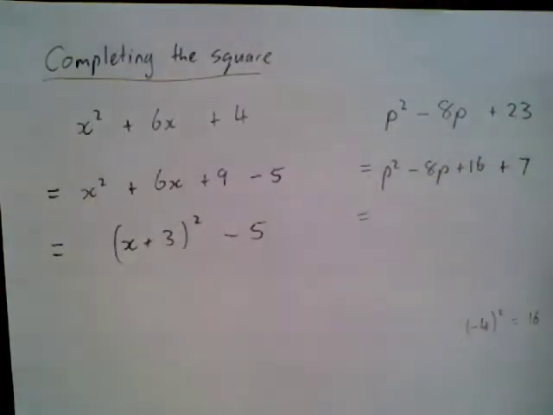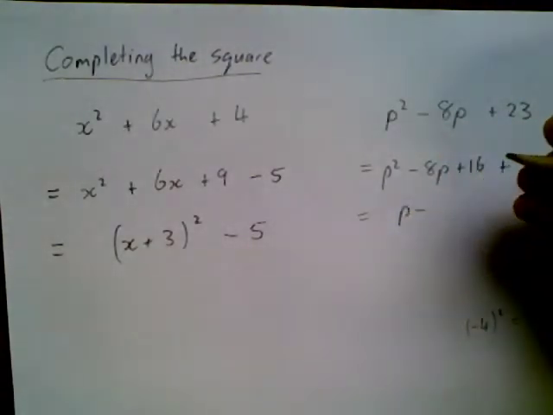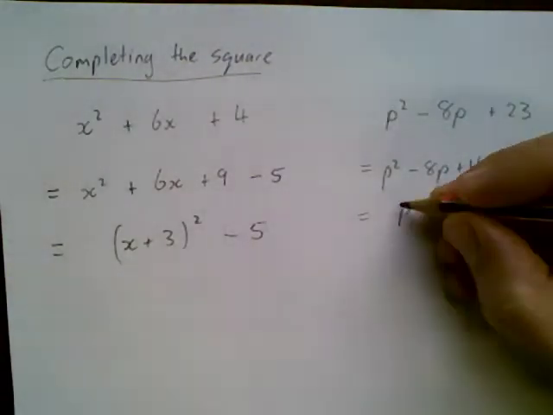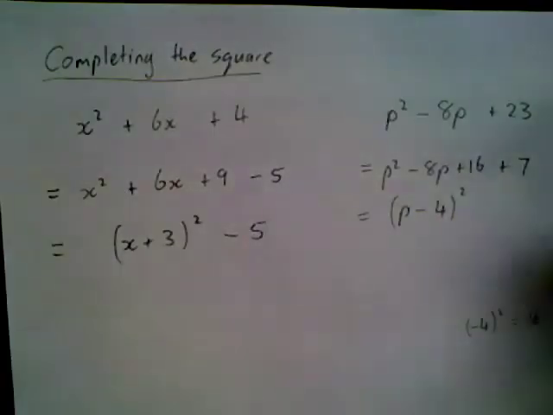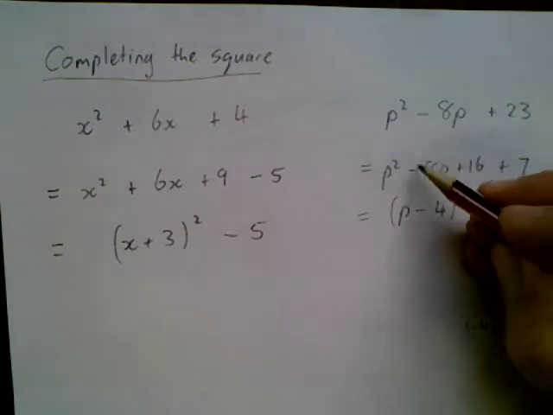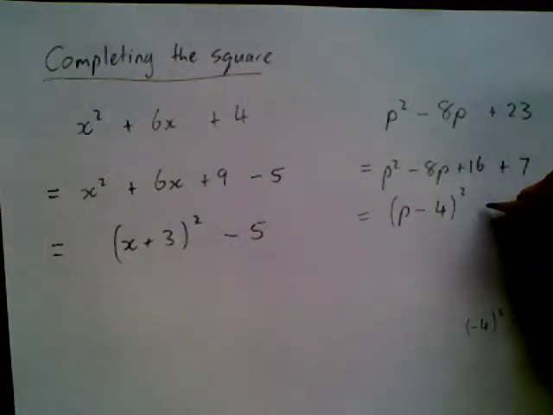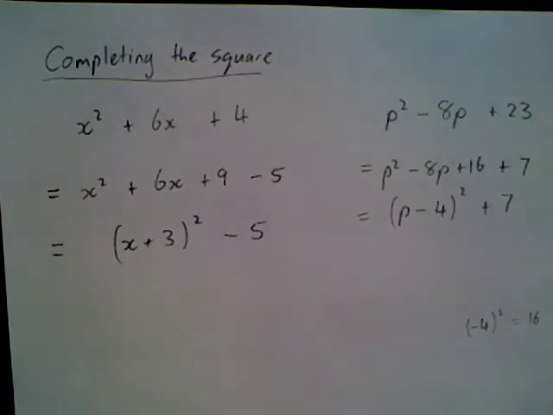Okay, next step, we can now write our first three terms as a perfect square, as p take 4 all squared. Notice here that negative 4 squared will give the positive 16, and this middle term is sort of double the negative 4 here to give us negative 8p. And then put our plus 7 on the end, and there's our solution.